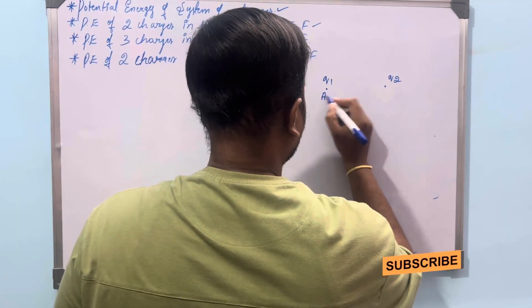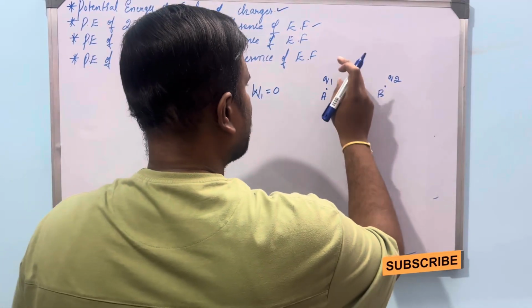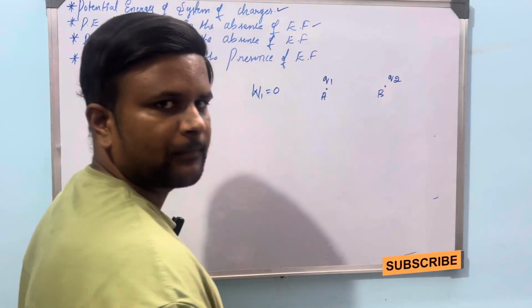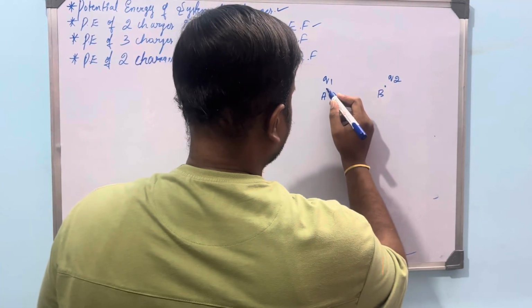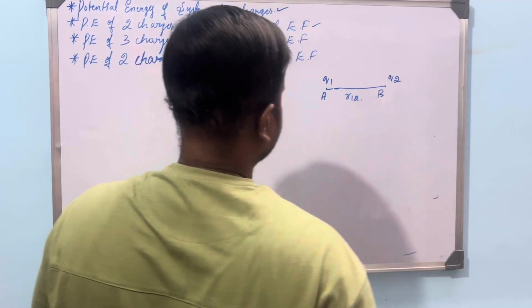Again, suppose I want to bring the charge q2 from infinity to this point. I need to do work. Why? The interaction of q1 is there. I need to overcome the potential of charge q1. So I have to fight with it, so work is done. Okay? Now its position vector is r12.